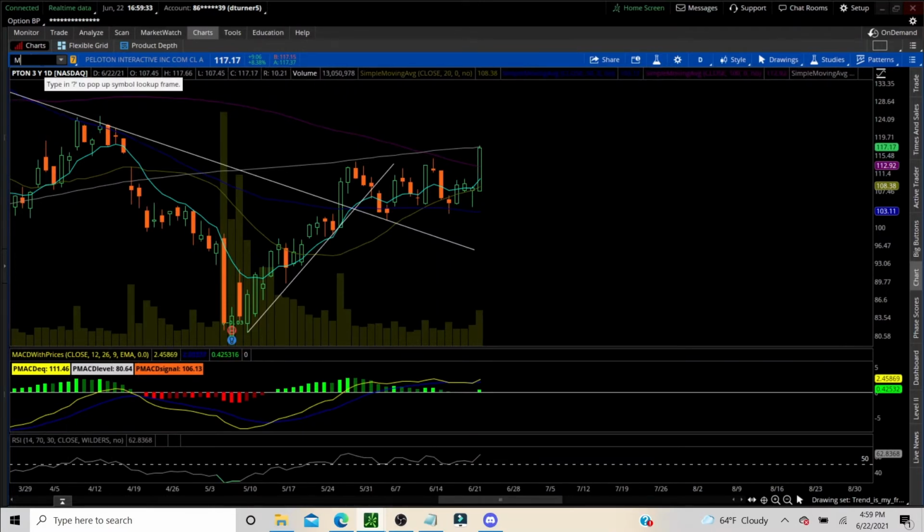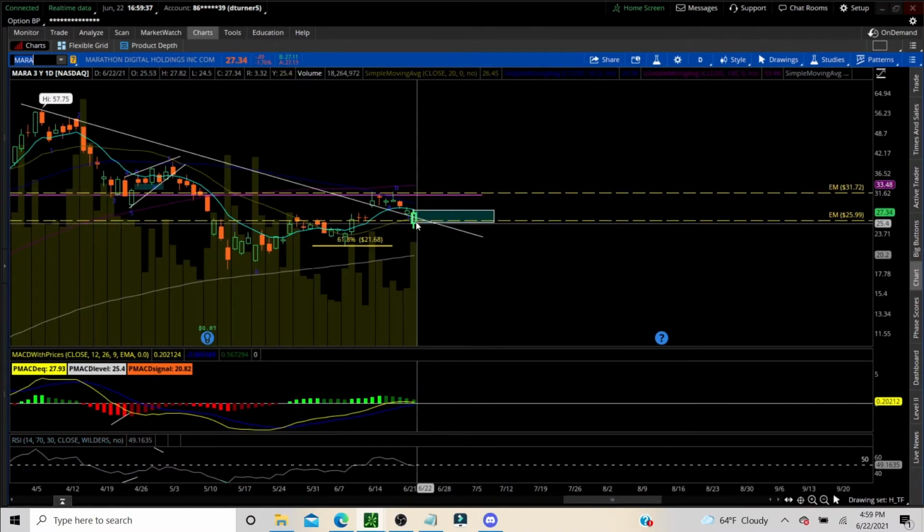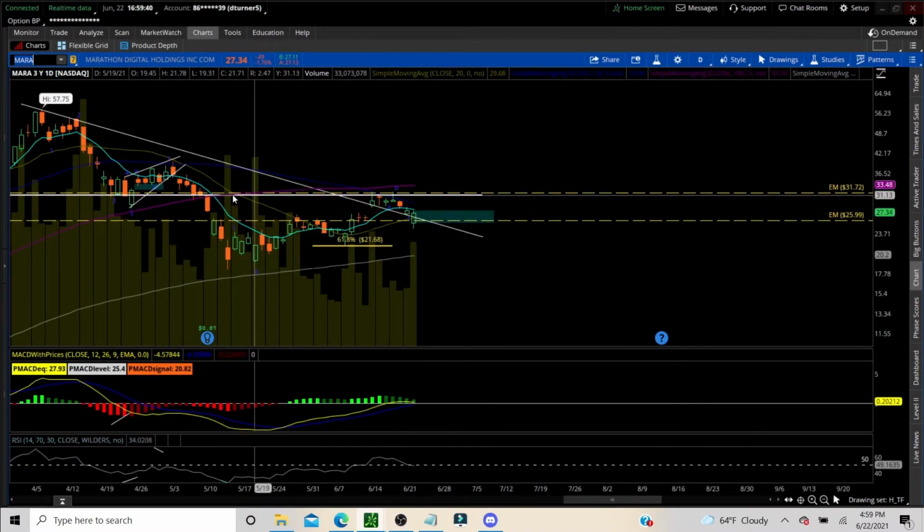Peloton. Give me a quick look at Mara. Mara took a dip, came right back to the 8 MA, closed that gap. Jeez. Oh, man. Panicked out of that one.